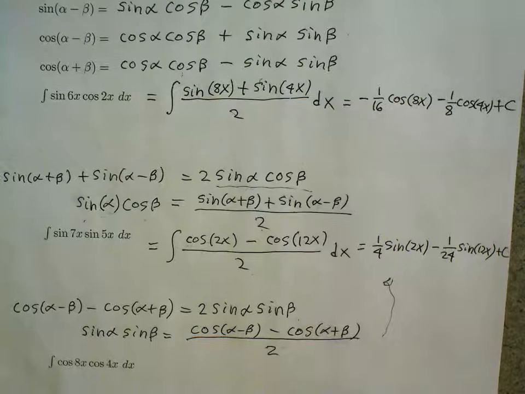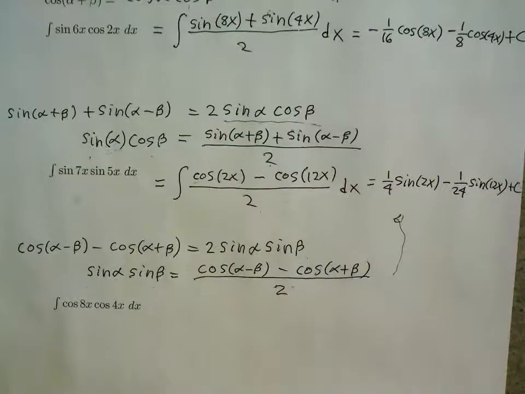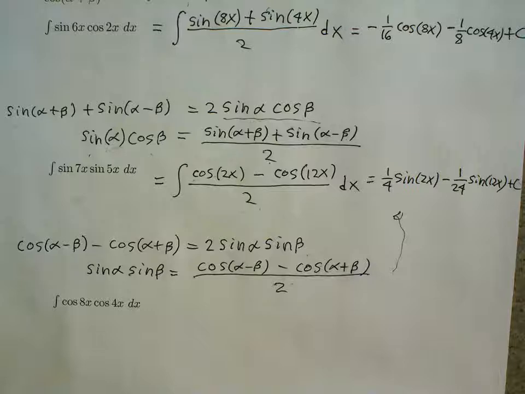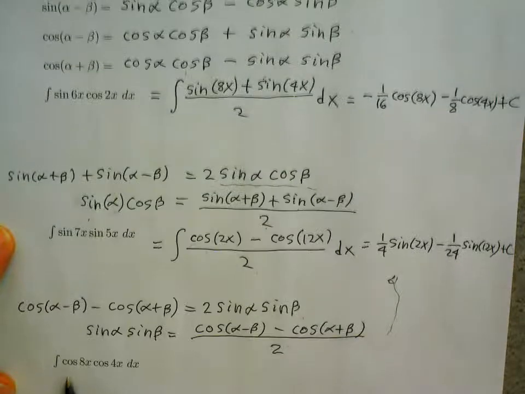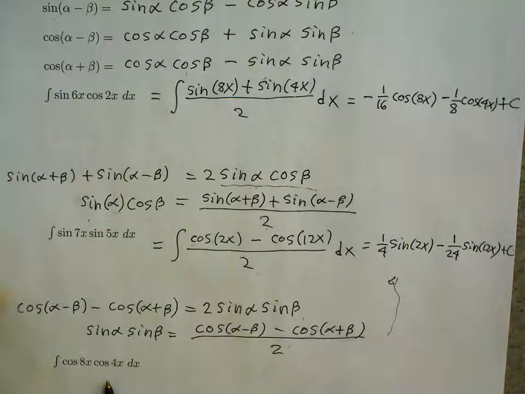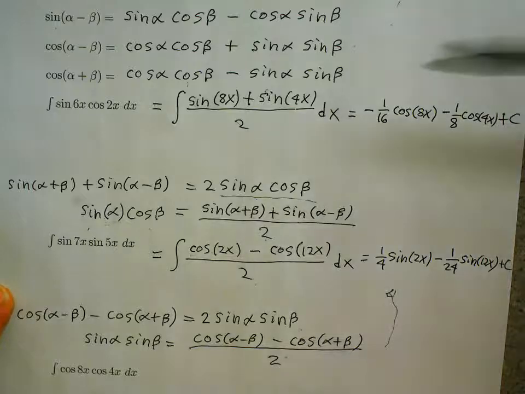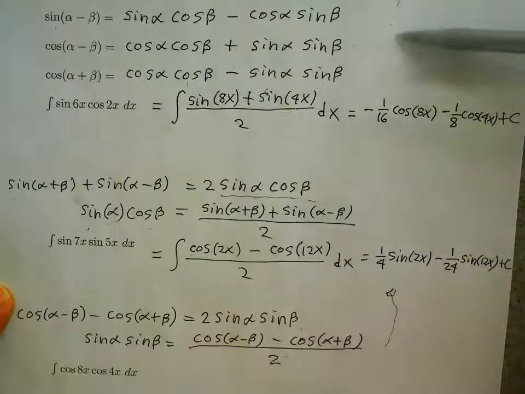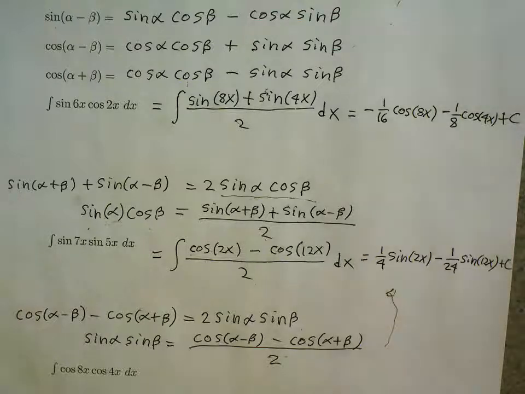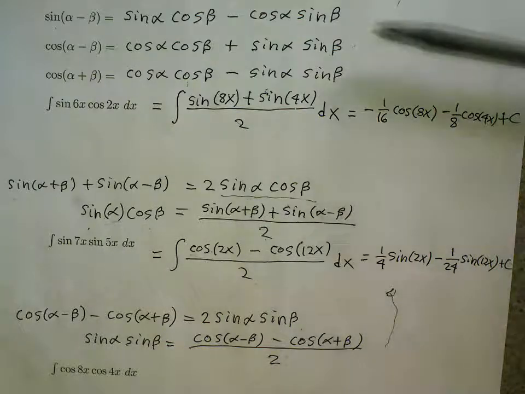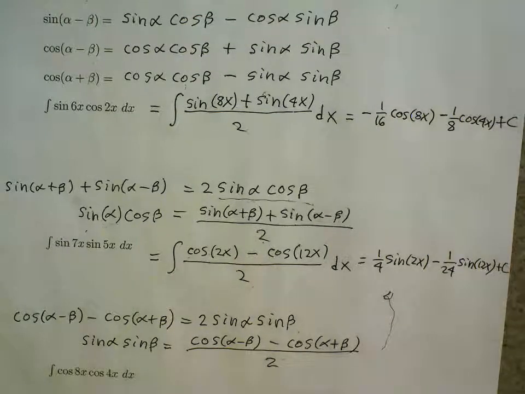Hey, the next one, this is the last problem in this chapter 7, section 2. The indefinite integral of cosine of 8x times cosine of 4x. This time, the integrand is a product of two cosine functions. Okay, so we're going to use the bottom two identities again, but this time, since we want to end up with just cosine of alpha times cosine of beta, this time we will add those two identities.